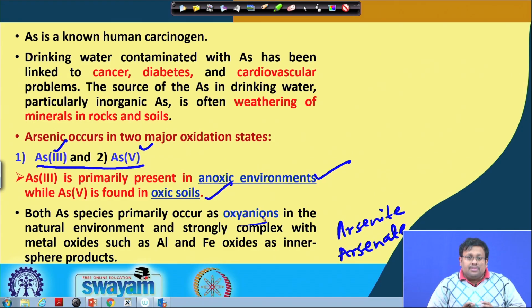There are two oxidation states, arsenite and arsenate. Arsenite is the 3 oxidation state, whereas arsenate is the 5 oxidation state, and arsenite is more toxic than arsenate. Arsenite is mainly found in anoxic environments. However, arsenate is found in oxic soil due to the oxidized condition. Both arsenic species primarily occur as oxyanions in the natural environment and strongly complex with metal oxides, again such as iron and aluminum oxides.